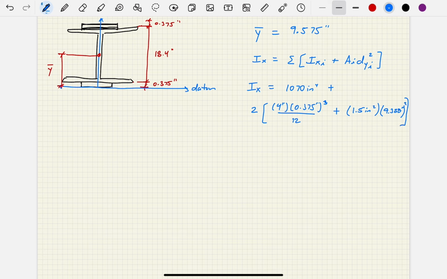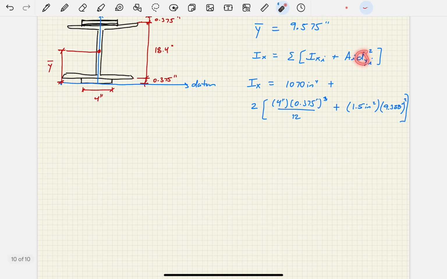Now, where did I get these values from? How did I come up with these? Well, first of all, that 4 inches, that's the base dimension of each of the plates. So we see that 4 inches here, okay? Now, if you take 4 times 0.375, which is 3/8 of an inch, you get that area of each plate. That's the 1.5 square inches. Now, what about this 9.388? Okay, what is that? Well, this is this D sub Y value, and then I'm going to square it. But how do I get this D sub Y value?